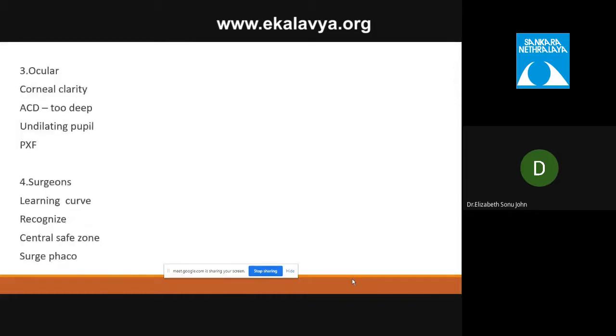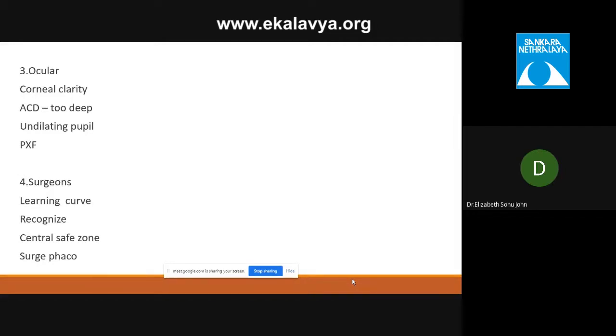Then ocular factors. The corneal clarity is very important. So cases which have opacity are best avoided in the initial stages, so that we have a good view of what we are doing. A too deep AC, especially in phaco, makes it difficult, with corneal folds happening, deep AC, trenching, and assessment of depth. And an undilating pupil and pseudo-exfoliation cases are predisposing factors.